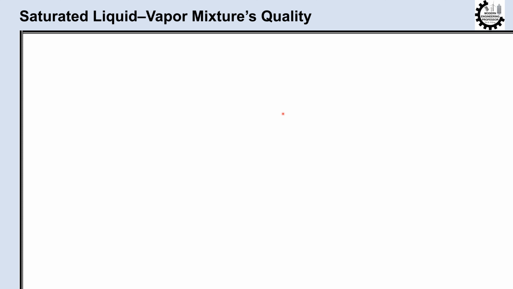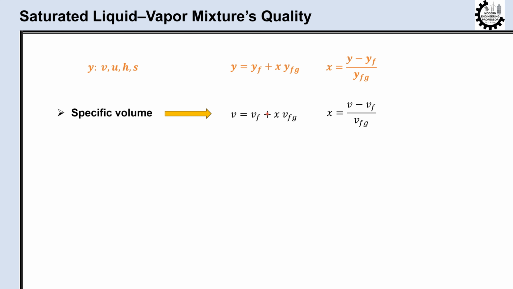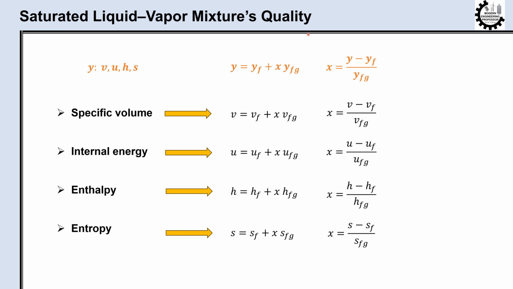As discussed before, several thermodynamic properties exhibit the same trend in the liquid-vapor mixture region. These include specific volume, internal energy, enthalpy, and entropy. Therefore, we can write a similar relationship between them and the mixture's quality. So we have these equations for specific volume, internal energy, enthalpy, and entropy.